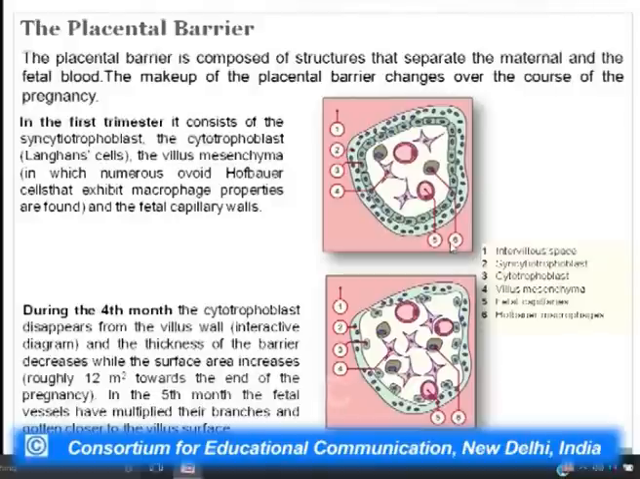Now, during the 4th month, the cytotrophoblast disappears from the serous wall and the thickness of the barrier decreases. You can see that this was the barrier between the intervillous space and this area. Now the syncytiotrophoblast has disappeared and the thickness of the barrier has decreased, with the surface area increasing to roughly 12 square meters towards the end of the pregnancy. In the 5th month, the fetal vessels have multiplied their branches and gotten closer to the villus surface. You can see they are moving towards the villus surface, and the branches have multiplied. So, this now acts as the placental barrier.